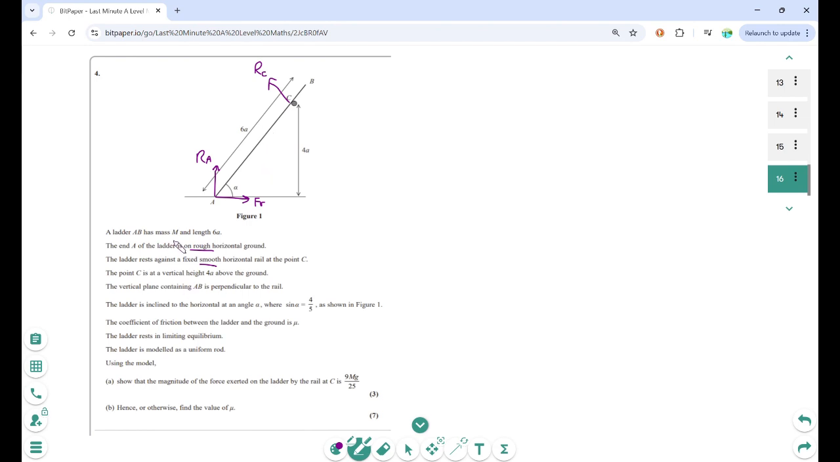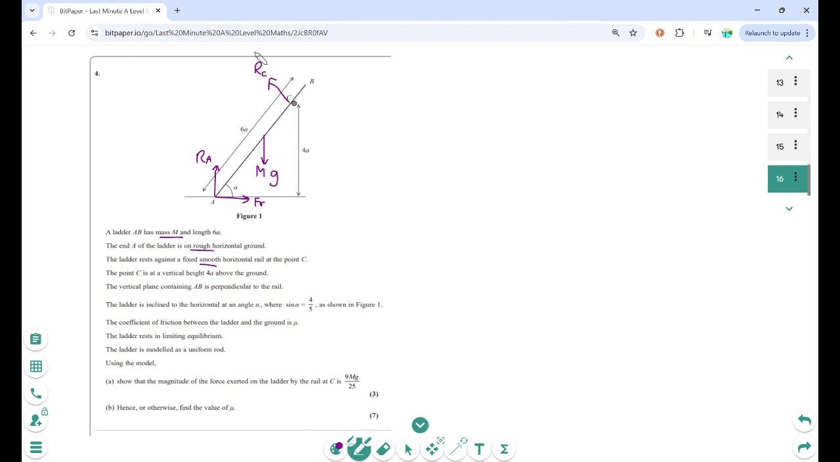The masses. The ladder just has mass M. Okay, these kind of questions are all letters. So we're going to draw an arrow down and say the weight is M times G. Do we need any other forces? Let's skim through and see if there's anything strange going on here. Ladder rests against fixed smooth rail. The point C is at a vertical height. Nothing else has been said. So that's all our forces drawn on.